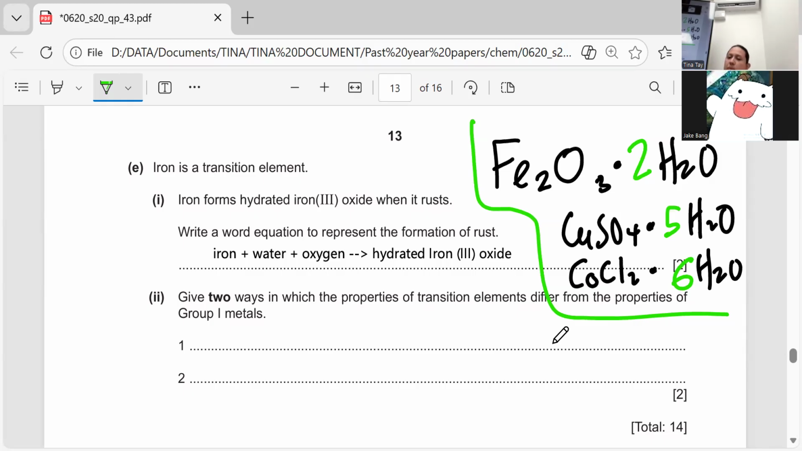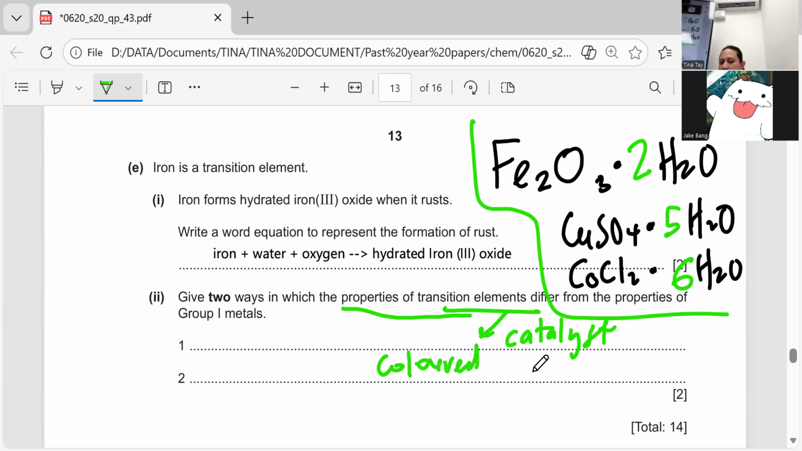All right, you need to remember these 3. Give 2 ways in which the properties of transition elements differ from group 1. They don't say chemical or physical, so you can write either one. Transition elements can be used as catalysts, form colored compounds, and have multiple various oxidation states.